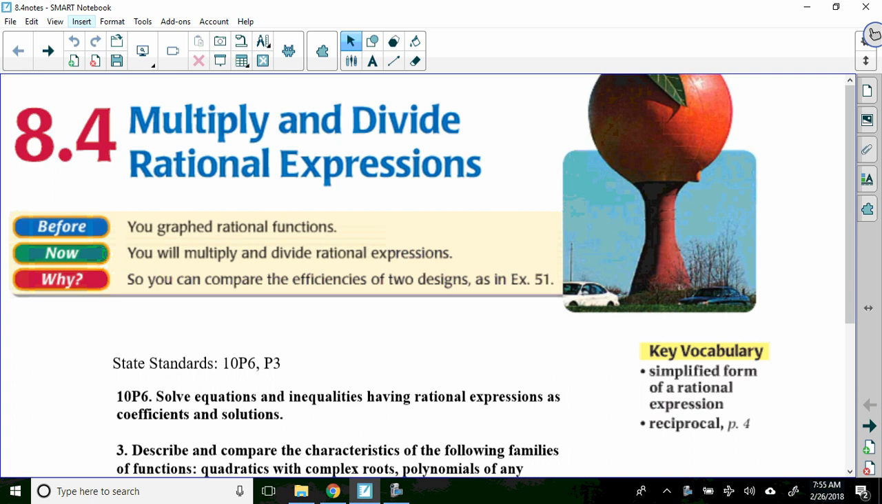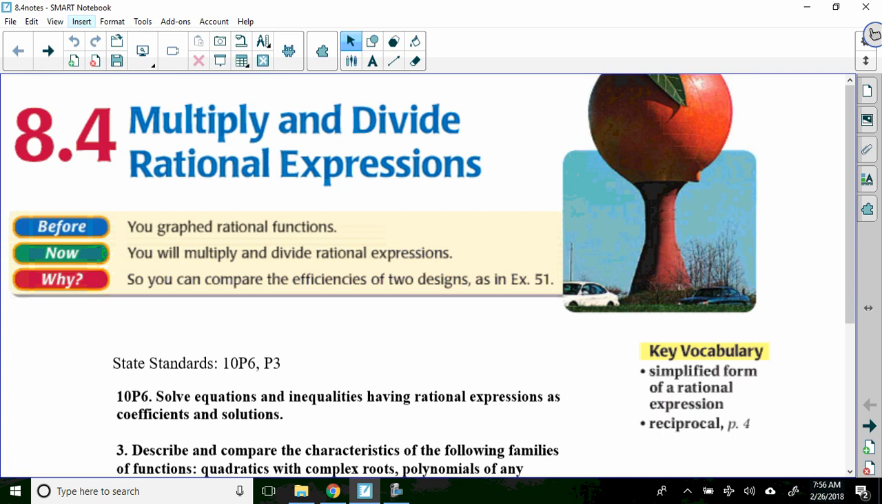And today, Chapter 8, Section 4, the title is Multiplying and Dividing Rational Expressions. And I've got to be very honest with you. This is my favorite lesson to go over as far as the notes go because they're really easy. Two words. That's it. Two words. Everything else is just examples.